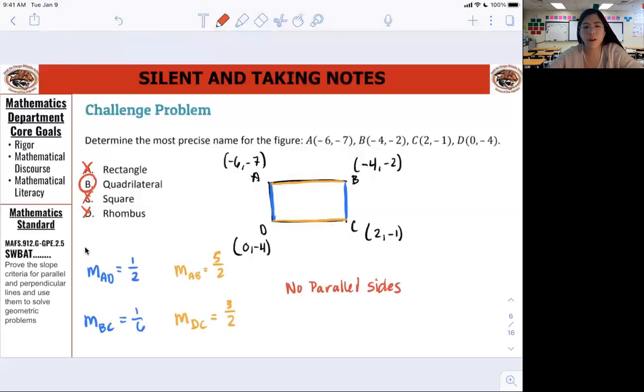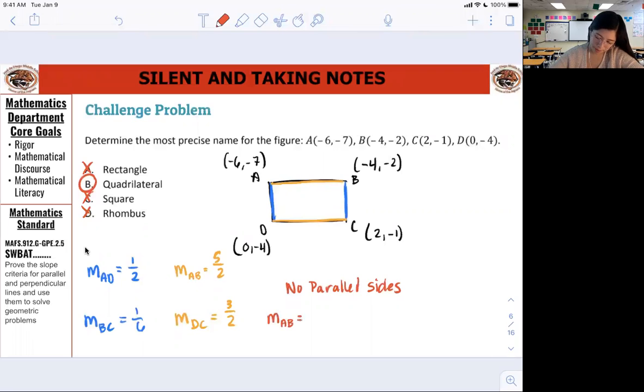Would anyone like me to go over how to calculate the slope of one of these? Just to show it one more time? Yeah, okay. Let's do one that has a lot of negatives. How about AB? Let me just show AB again.